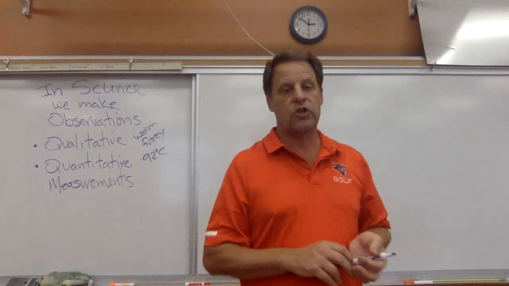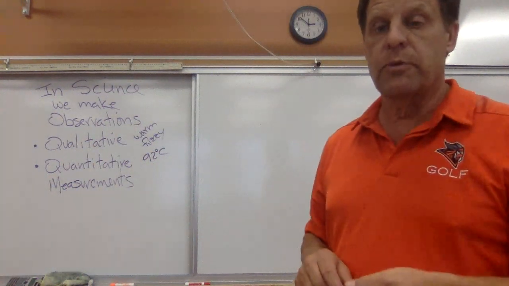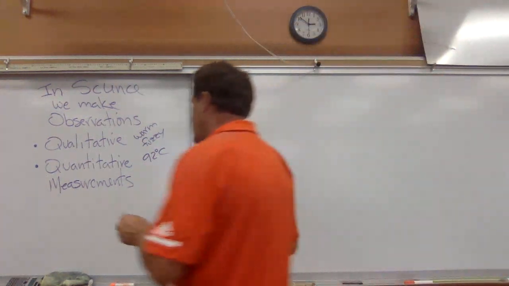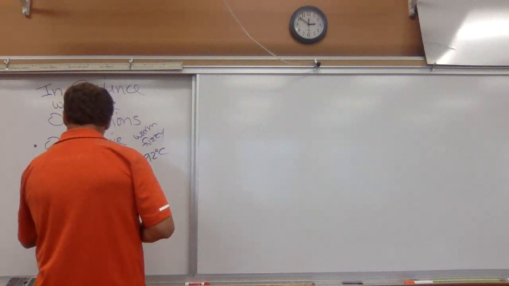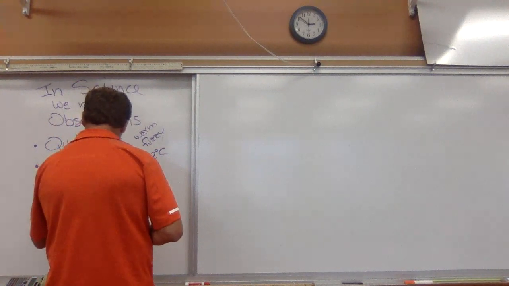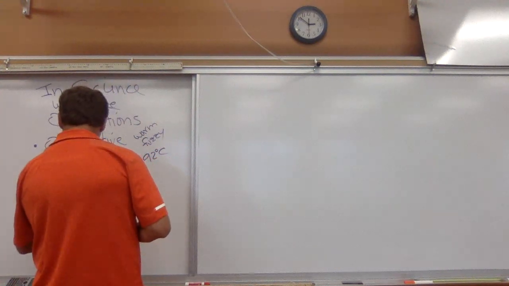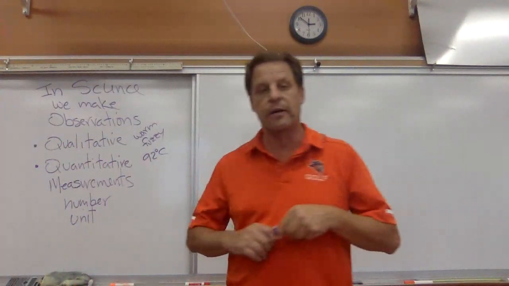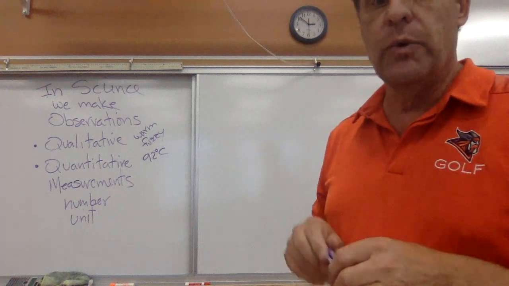Quantitative observations are measurements, and measurements are going to have at least two components. They're going to have a number and a unit. They're going to have a number and they're going to have a unit.